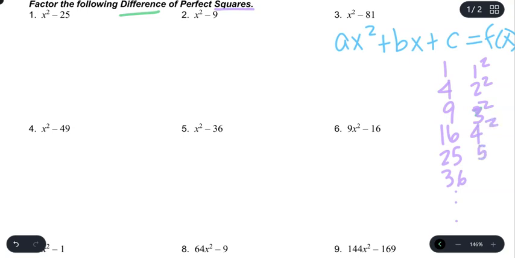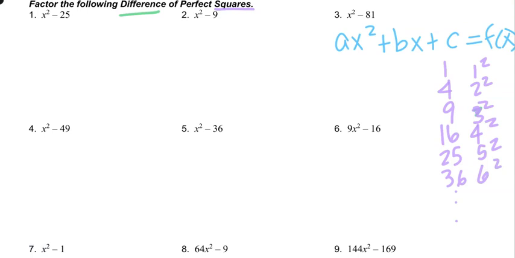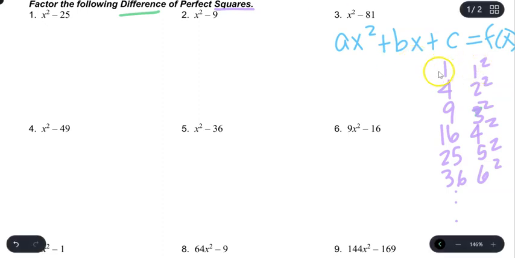and get a number. Those numbers are called perfect squares because they have square roots. The square root of 1 is 1. The square root of 4 is 2. The square root of 9 is 3. The square root of 16 is 4. The square root of 25 is 5. The square root of 36 is 6, and so on.